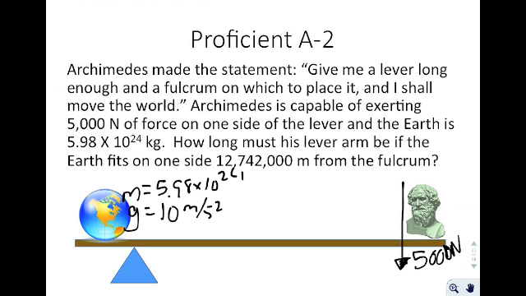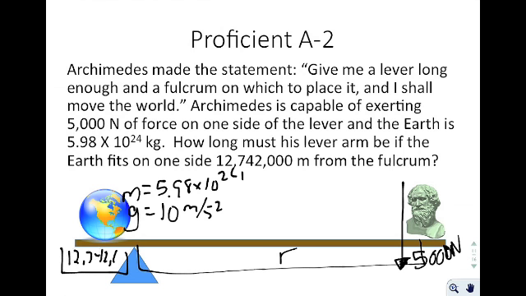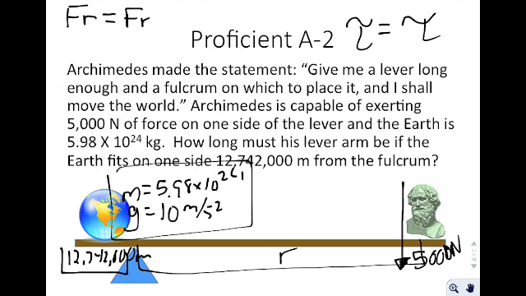And then how long must his lever arm be? So I'm looking for this lever arm if the Earth fits on one side of a 12,742,000 meter fulcrum. Okay. In this case, I'm trying to figure out where the torques will be balanced, where the torque equals the torque. So at this point, you would say force times distance equals force times distance. Now I've already labeled my forces and distances here. So at this point, I would need to calculate the force on Earth.